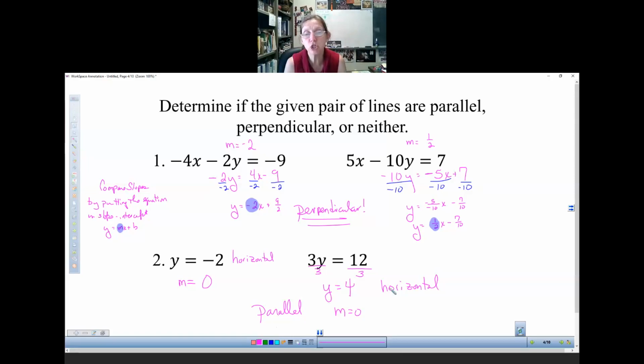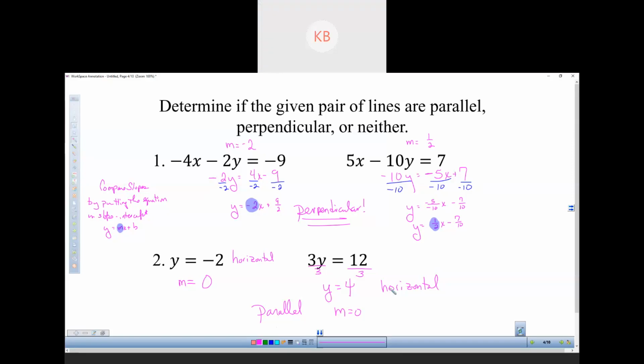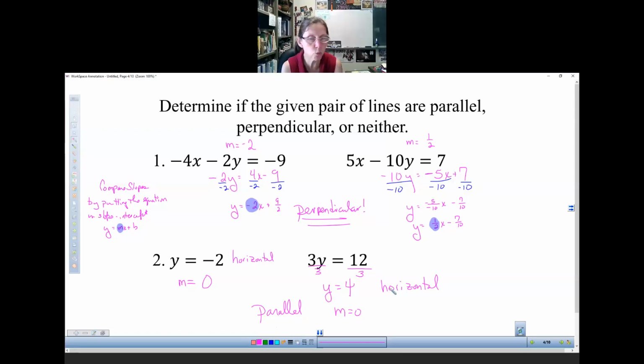What kind of relationship would a horizontal and a vertical line have? Horizontal and vertical. What kind of relationship would those two lines have? Perpendicular. Perpendicular, perfect. Okay. Those are hard to compare slope-wise because one of them is 0 and the other one is undefined. But just know going forward, if you have a horizontal line and a vertical line, that relationship is always going to be perpendicular, right?